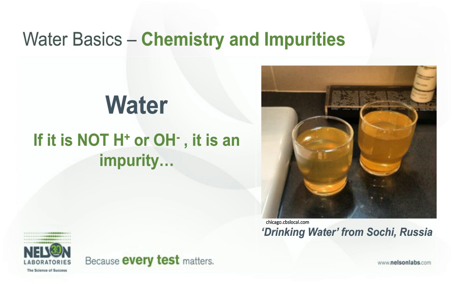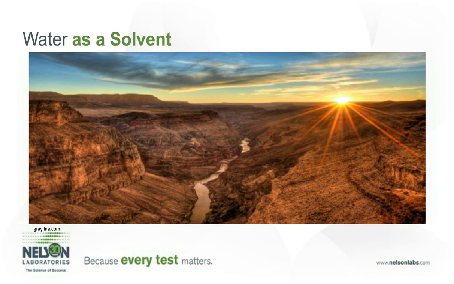In this slide, we see a supposed example of visually poor quality drinking water from Sochi, Russia. Note the discoloration, which we commonly refer to as turbidity, or more accurately, undissolved suspended solids. Water is an extremely aggressive solvent and commonly referred to as the universal solvent. Over time, water will dissolve almost any substance to which it is exposed. Due to this fact, even potable or drinking water from a trusted municipal source will contain a high level of impurities absorbed from the environment.